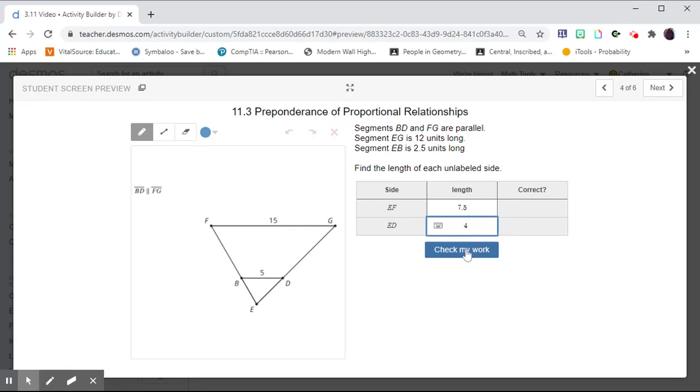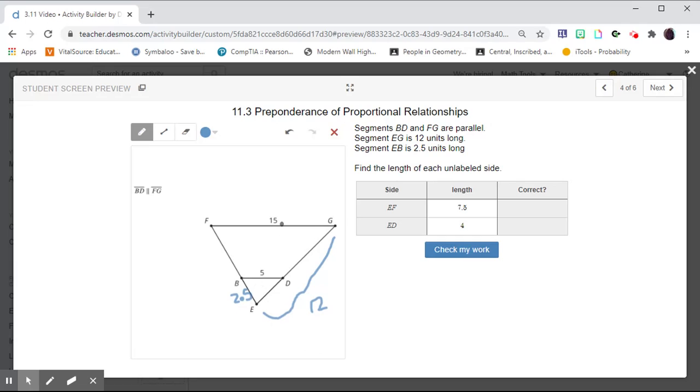Okay, if you're back, I thought 7.5 and 4 would work because I noticed a couple of things, and I didn't write them on here. Let me do that for you real quick. We noticed EG was 12 units long, and they said E to B is 2.5. So we know that the ratio going from the smaller triangle BED to FEG was 3 times.